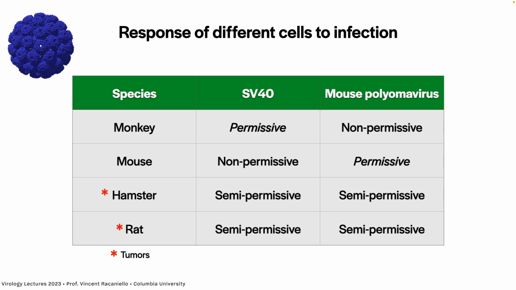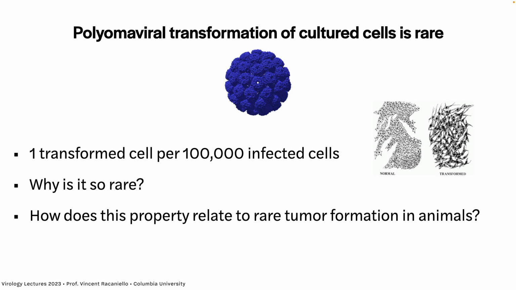Now, if you infect hamsters with SV40 or mouse polyoma, or rats with SV40 or mouse polyoma, in both cases the infection is semi-permissive, and you get tumors. Semi-permissive means you get up to DNA replication, and that's it. So you get early gene expression, but no late gene expression, and early gene expression is apparently enough to transform the cells and get tumors. That's what semi-permissive means. This kind of transformation of cells in culture, where we infect with, say, a polyomavirus and look for foci, is pretty rare, 1 in 100,000.